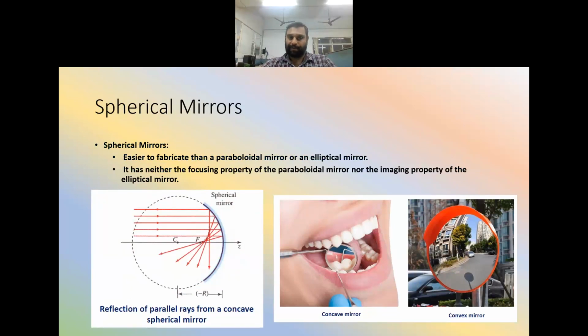Then spherical mirrors are also there, which are easy to fabricate compared to the other two mirrors, and they have neither the focusing property nor the imaging property of the other mirrors which we have discussed. So they are mainly used in traffic systems or in medical aids, to get a clear vision.